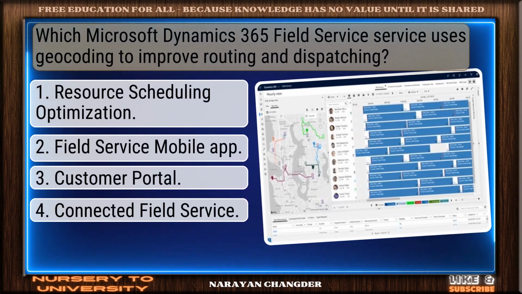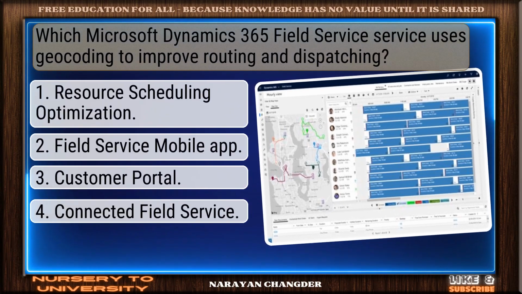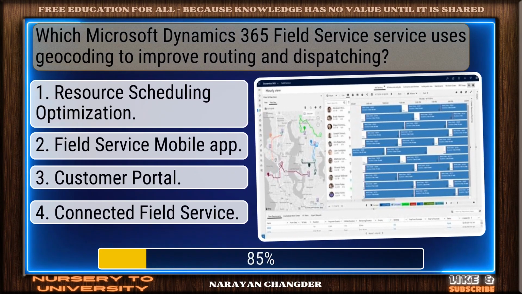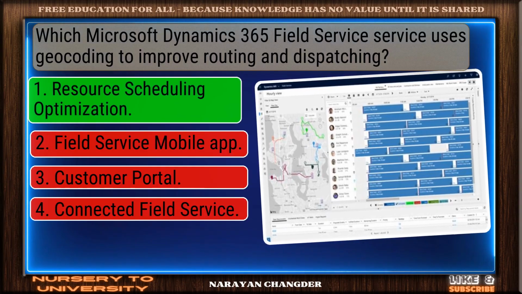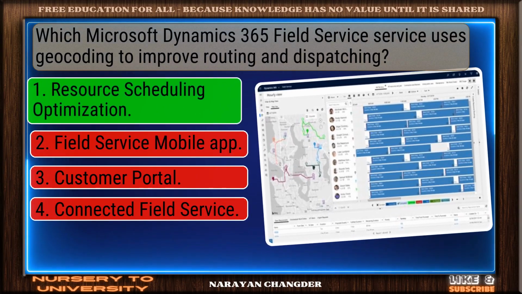Question number 20. Which Microsoft Dynamics 365 Field Service feature uses geocoding to improve routing and dispatching? Strong choice. Resource scheduling optimization is the right answer.